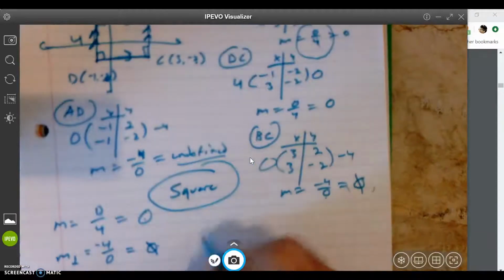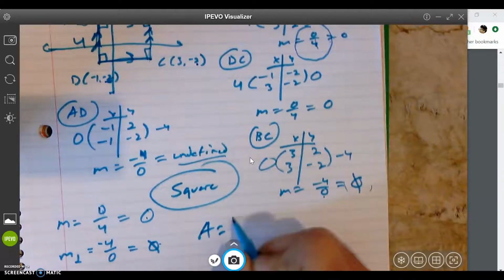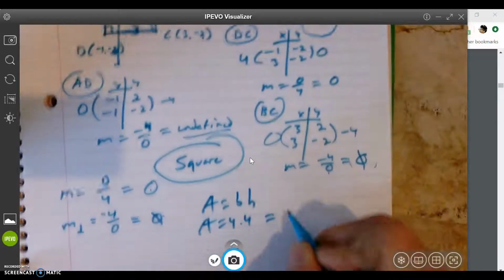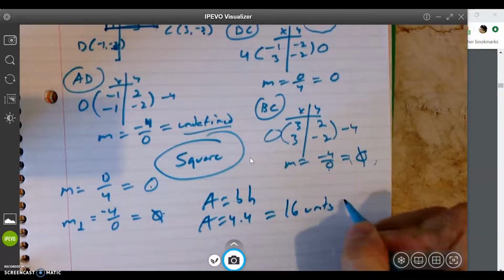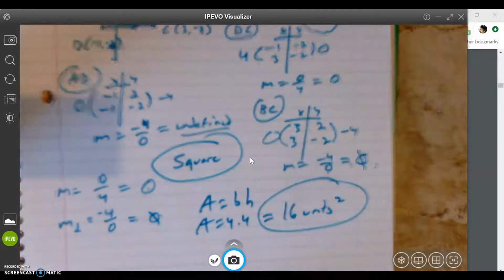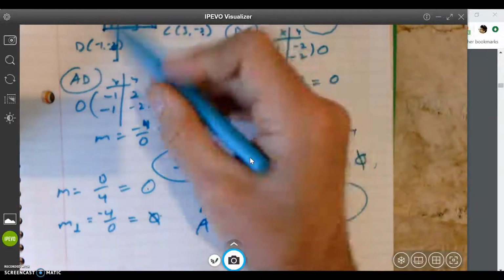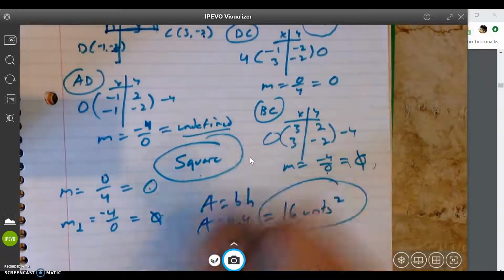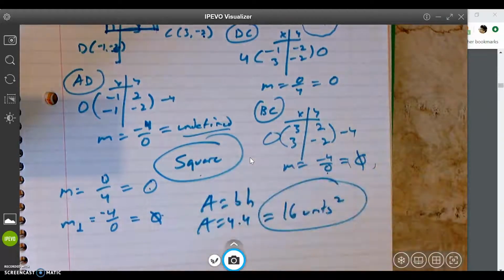All right. Now, area is just base times height, which is 4 times 4, which is 16 units squared. Bam. Cool. This is a square because we have all sides congruent and we have perpendicular slopes, opposite reciprocals. Cool. All right, so now you've seen 2 problems. Now it's your turn. Bam.